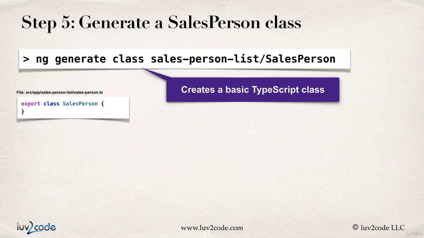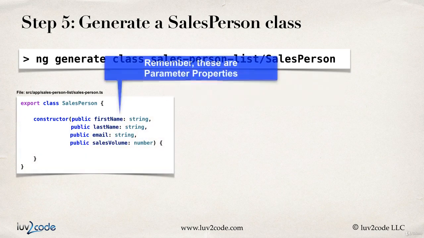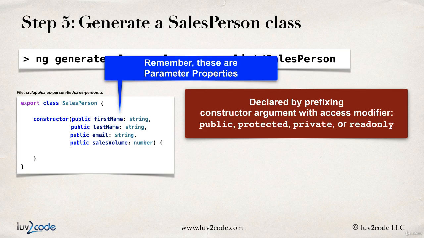There's nothing here, but we can actually enhance it by adding some of our own code here. So I'll create my own constructor and I'll make use of parameter properties here. So the parameter properties are first name, last name, email, and sales volume. Now I know these are parameter properties because they're declared by prefixing the constructor argument with an access modifier. So the access modifiers you can use are public, protected, private, or read-only. So the key here is that if you have a constructor with arguments and you prefix it with these items, then it's automatically a parameter property.